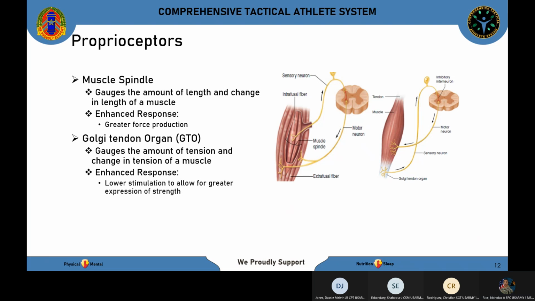Okay. Now, I'm only going to cover this because it's important for the strength and understanding component as well. These are your two primary proprioceptors, right? So for proprioceptors, let me ask this question. Do you know what proprioception means? No. So proprioception is our awareness of our body in space. This is how we interact with the outside world.